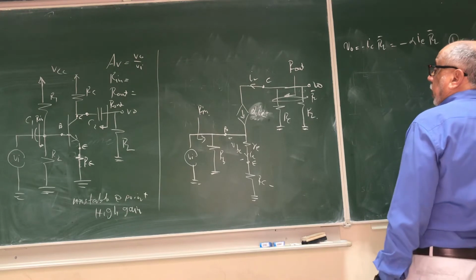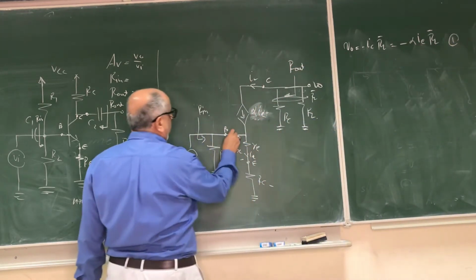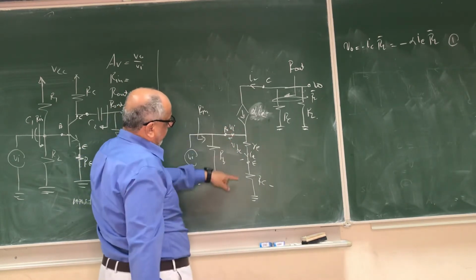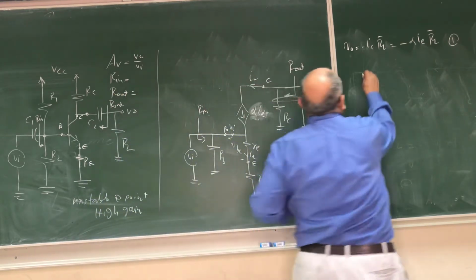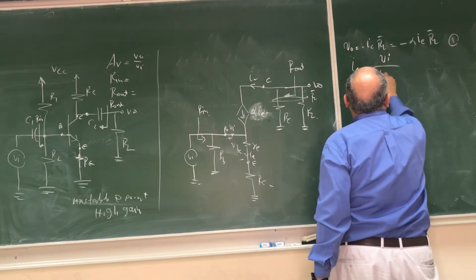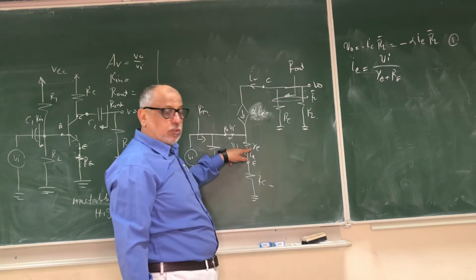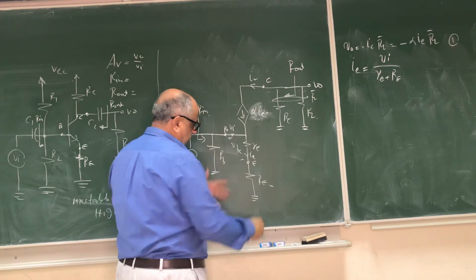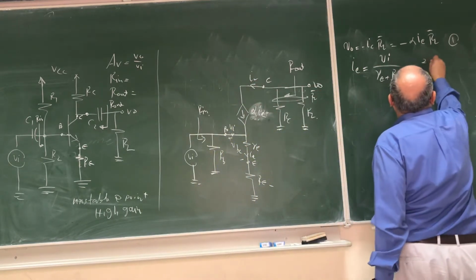Now, what is IE here? This point is also VI, because it is from here to ground, from here to ground. So we can find IE as a function of VI. So we can say IE is equal to VI over RE plus RE. Look, RE is part of the transistor circuit, right? But RE is an external one. So this is added, as you can see here, and this will be your equation number two.